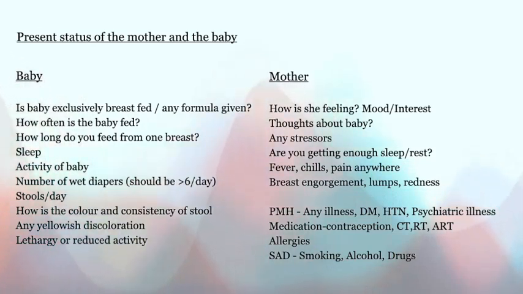So any past illnesses such as diabetes, high blood pressure, any psychiatric conditions, any medication she's on, as I mentioned earlier, any chemotherapy, radiotherapy, antiretroviral therapy, contraception. You should ask about contraception because if the patient did take combined oral contraceptives before pregnancy, she might start taking them just after giving birth, but it can reduce the milk supply of the mother. So you should ask about contraception, any allergies, and smoking, alcohol, and the use of drugs in the mother.